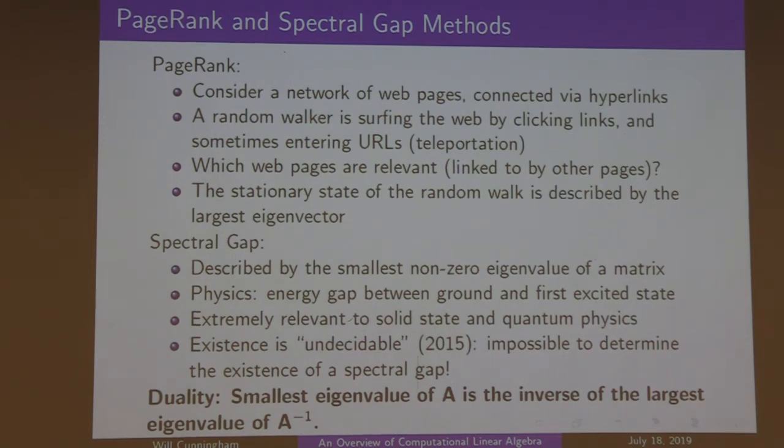So in physics or solid state physics, if you have a matrix that represents a Hamiltonian for a system and you want to know what the energy gap is, then you would look at the spectral gap. It's a particularly interesting problem recently because it was determined that the existence of a spectral gap is undecidable. What that means is it's impossible to determine whether or not it exists at a macroscopic scale, even if you have complete knowledge of the microscopic system.